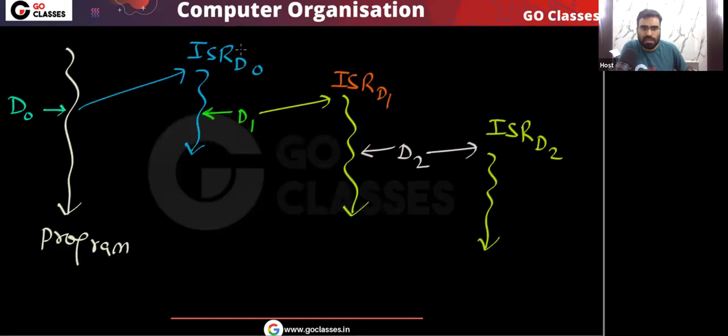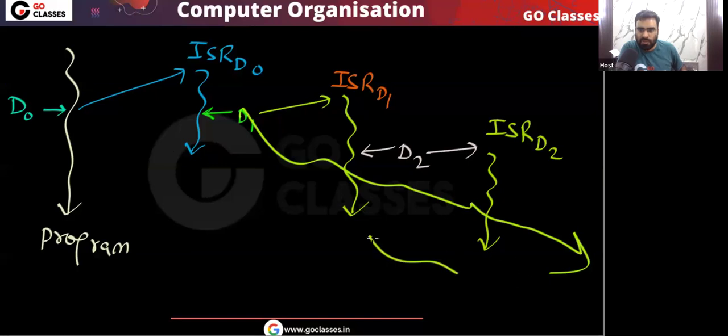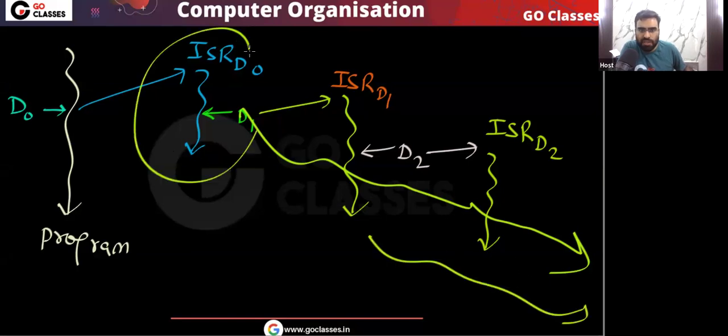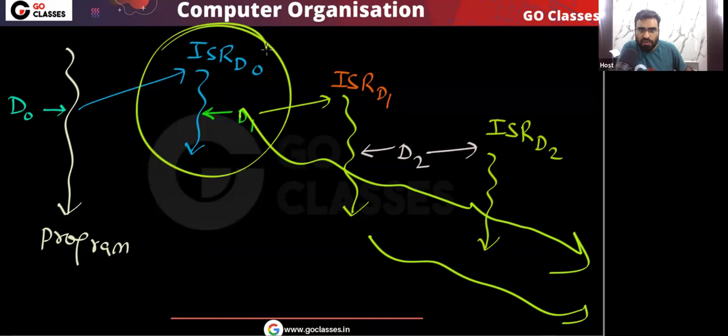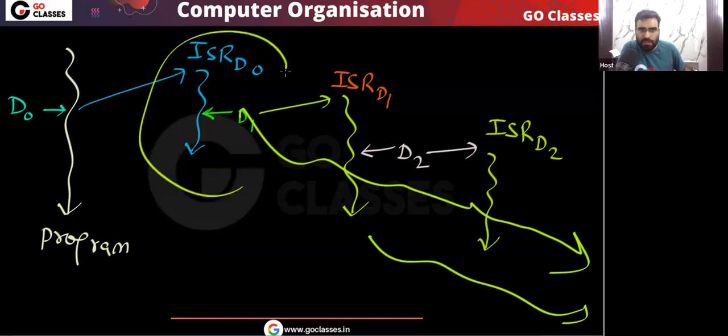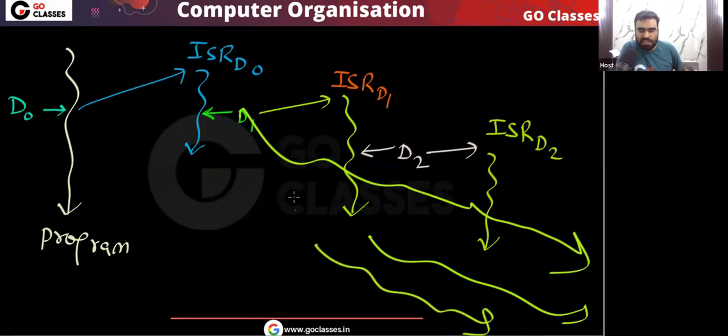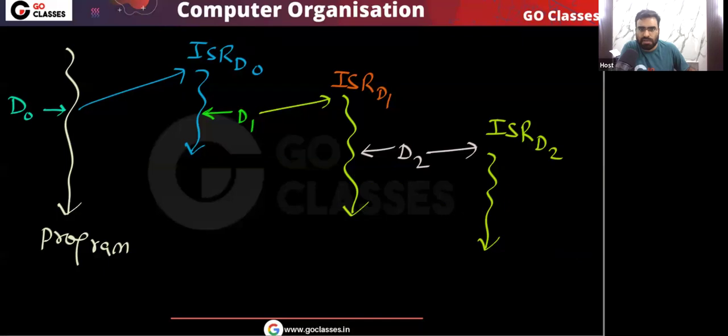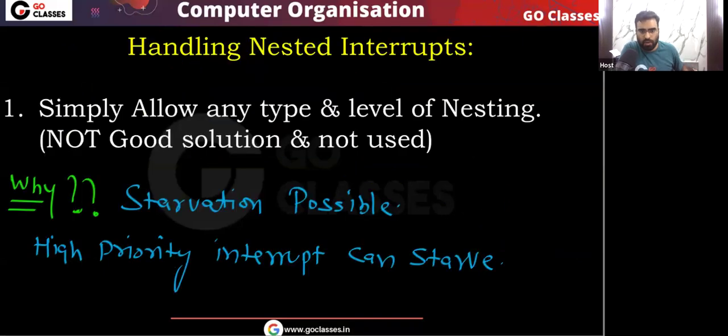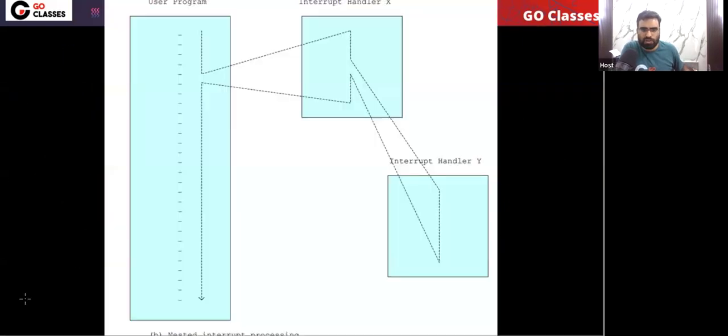For example, let's assume this is high priority. Now if you keep doing nesting, then we don't know when this will execute. Yes or no? We don't know when this will complete, but this is high priority. Because we allow any level of nesting, any type of nesting, we don't know when this will complete. So that is the problem. I hope this point is clear.